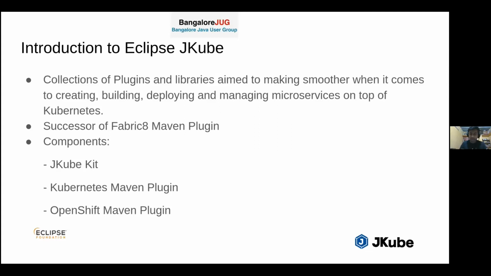The Kubernetes Maven plugin is the Maven plugin you can use for working with Kubernetes. It's really helpful in automating some of your workflows when working on top of Kubernetes. And we have the OpenShift Maven plugin, which is just an extension of the Kubernetes Maven plugin, but specialized. It's more focused towards the Red Hat OpenShift container platform, and provides some additional functionality which is specific to Red Hat OpenShift.